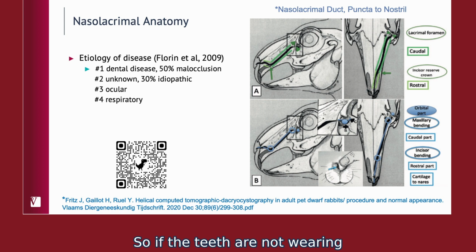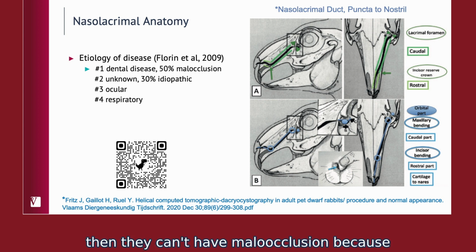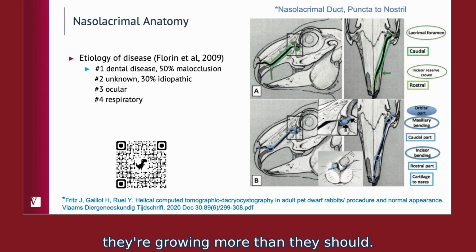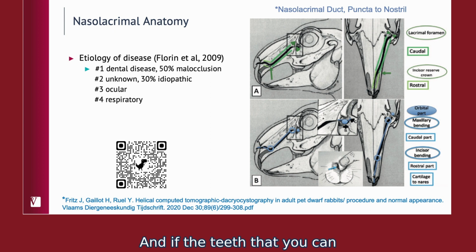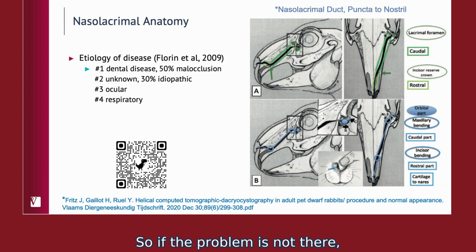So if the teeth are not wearing appropriately, the rabbit's not chewing on that high-silica hay, that grass hay, then they can develop malocclusion because they're growing more than they should. And if the teeth that you can see above the gum line are not able to grow, then they start growing more below the gum line, and that's when they start occluding this nasolacrimal duct. So if the problem is not there, then it's actually further down.